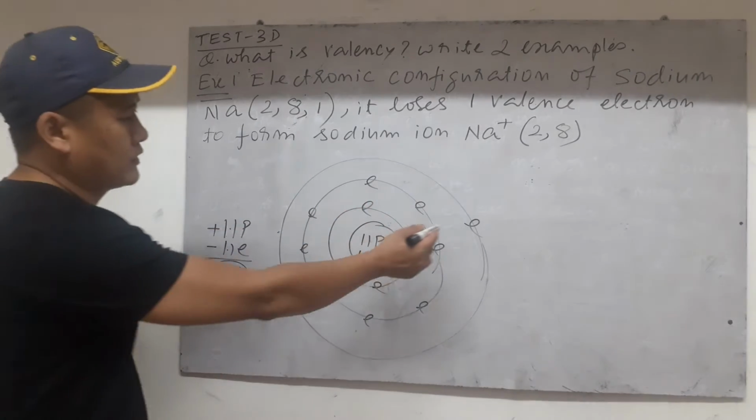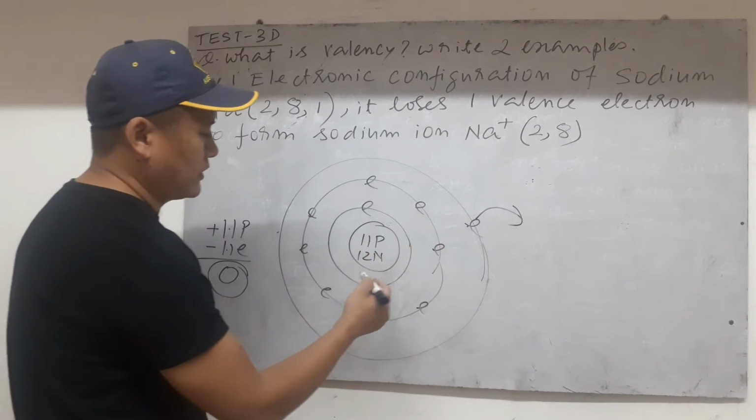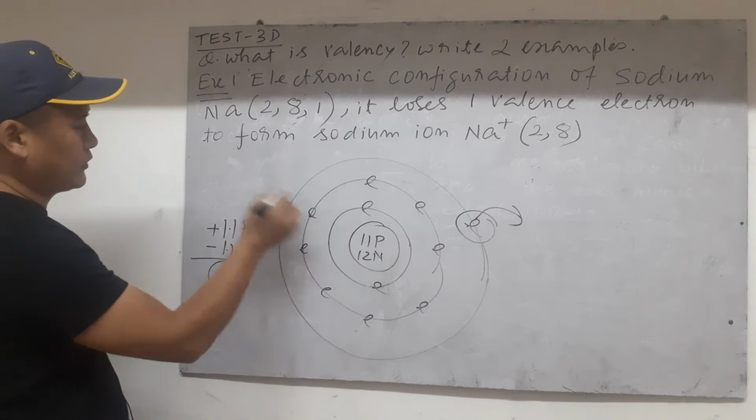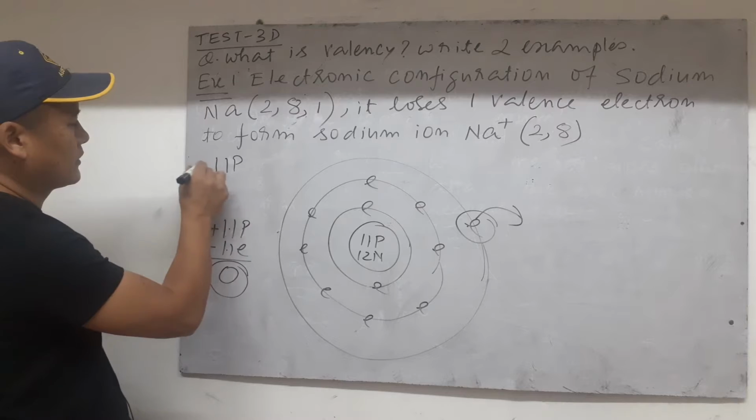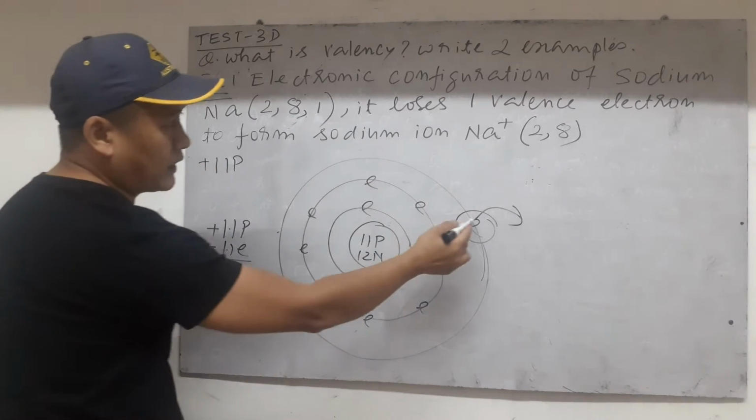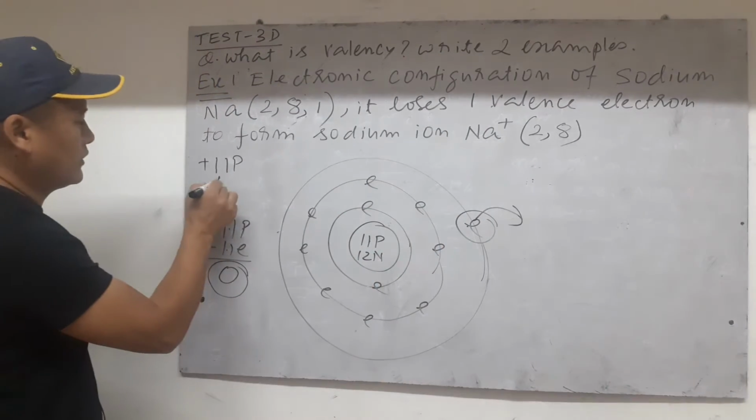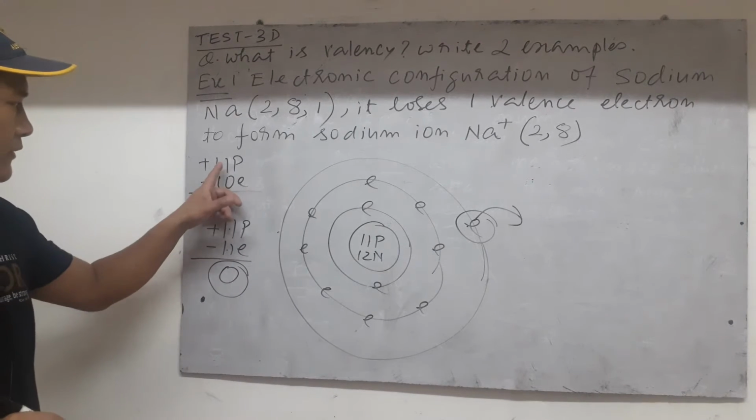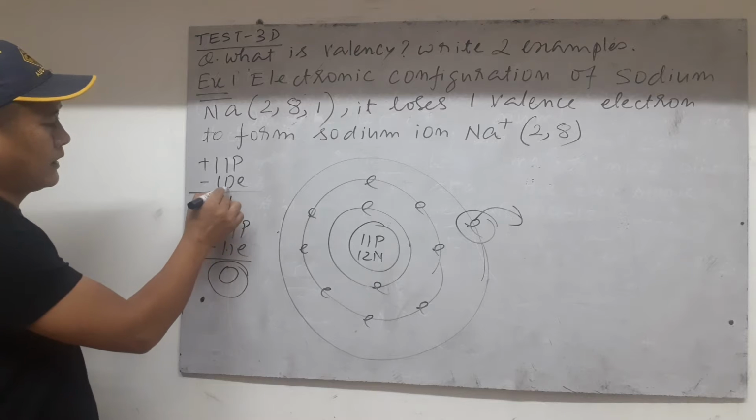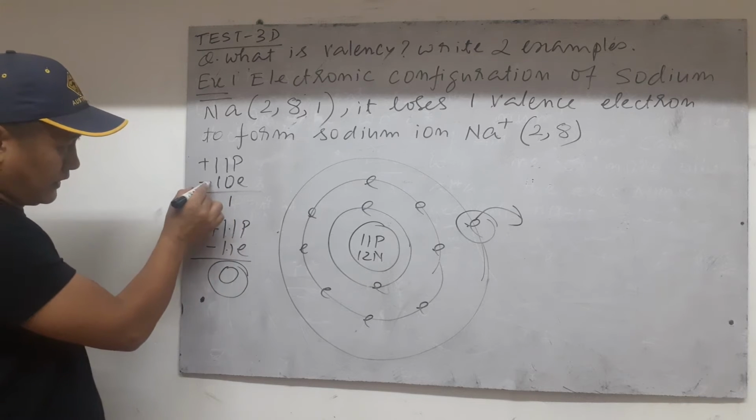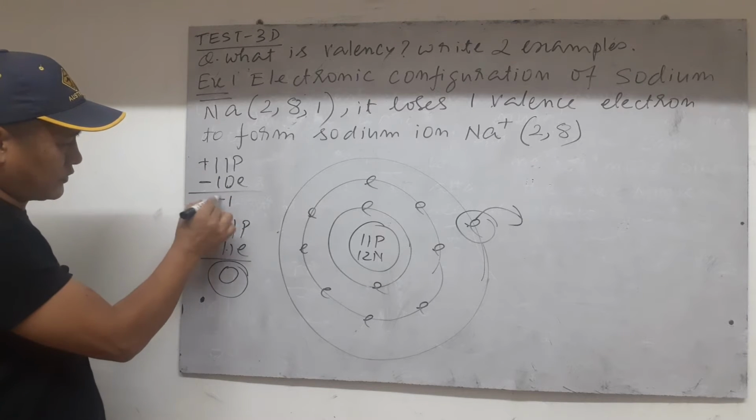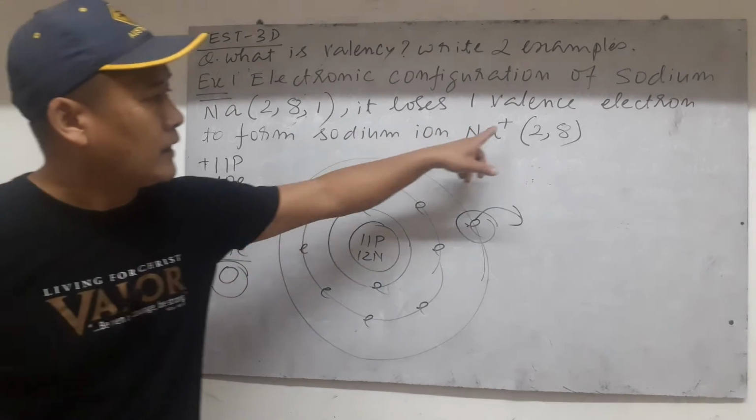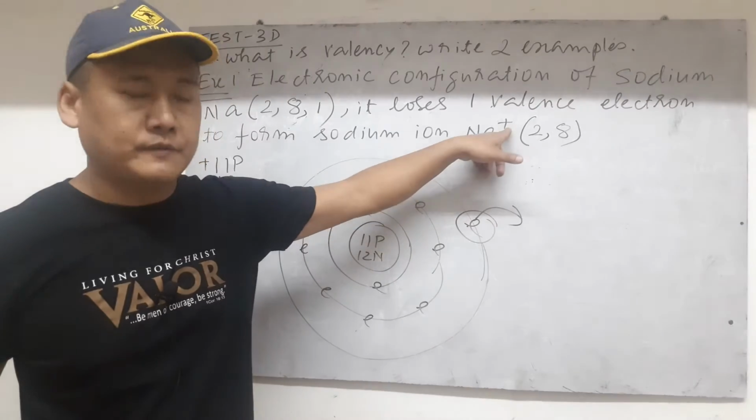But here 1 electron is lost. This lost means this is now out. The protons are not touched, so they are still there, 11 positive charges. But 1 electron lost means only 10 electrons are there, so only 10 negative charges. So 11 minus 10 will become 1. One negative charge less, so 1 positive charge dominantly is coming out. Therefore, 1 electron lost, so 1 positive charge.